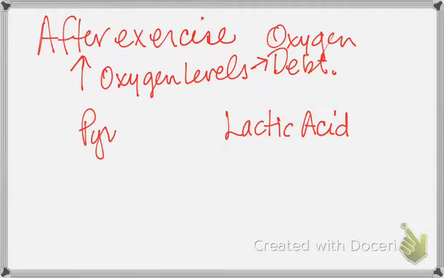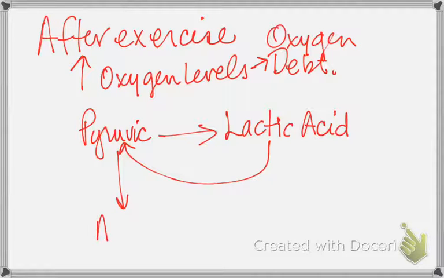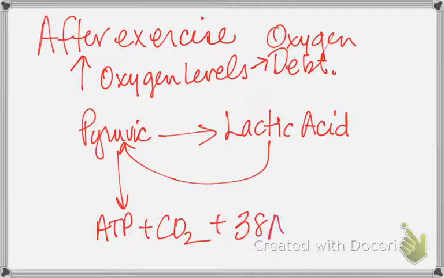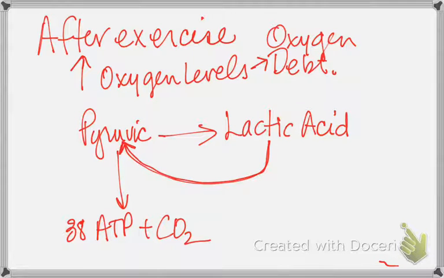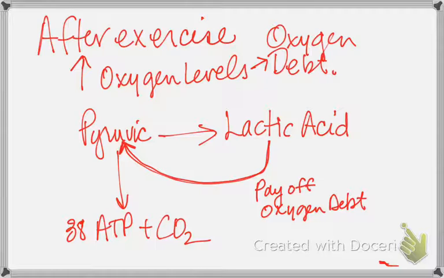So what happens now is that the lactic acid that you had, we went from pyruvic to lactic, gets turned back into pyruvic acid, and then the pyruvic acid gets turned into ATP and CO2, and you get your 38 ATP, okay? So when oxygen is present, you pay off the oxygen debt, because that would be a lot of energy wasted if it were dumped. Does that sound familiar at all?